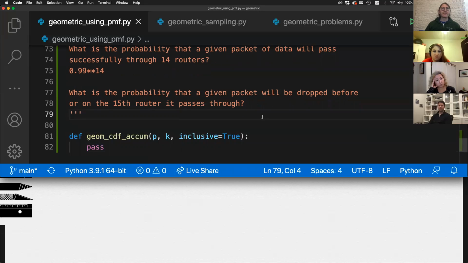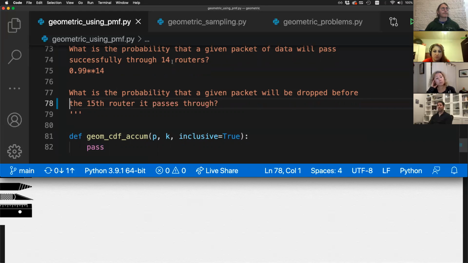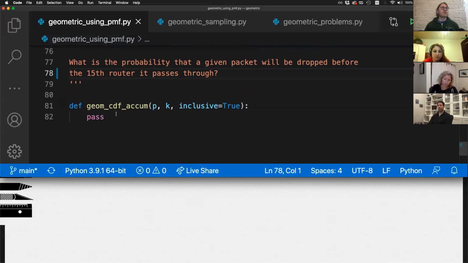So what is the probability that a given packet will be dropped before or on the 15th router it passes through? How about we just say before? I think it might be easier to conceive if we just say before the 15th router. So you want to think about what we mean by inclusive. Okay, so I'm going to give you 5 minutes on this, and you're going to use an accumulator approach, right? You're just going to call out to the PMF and accumulate from the PMF.